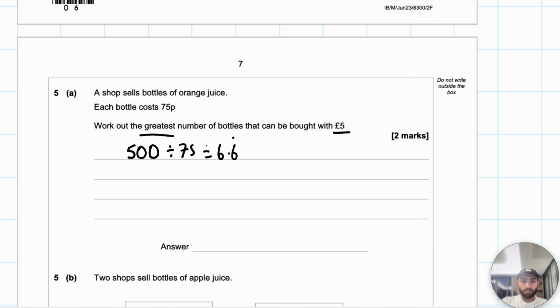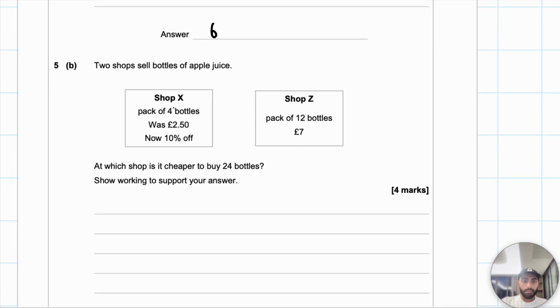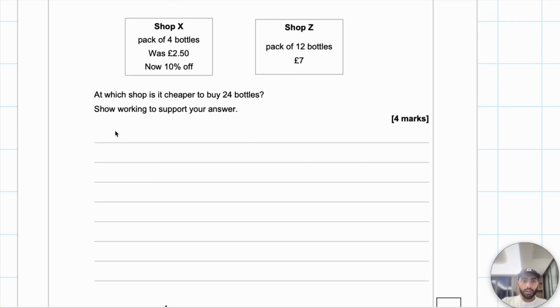So the greatest number of bottles I can have is 6. Part B. Two shops sell bottles of apple juice. At which shop is it cheaper to buy 24 bottles? Let's do shop X first.